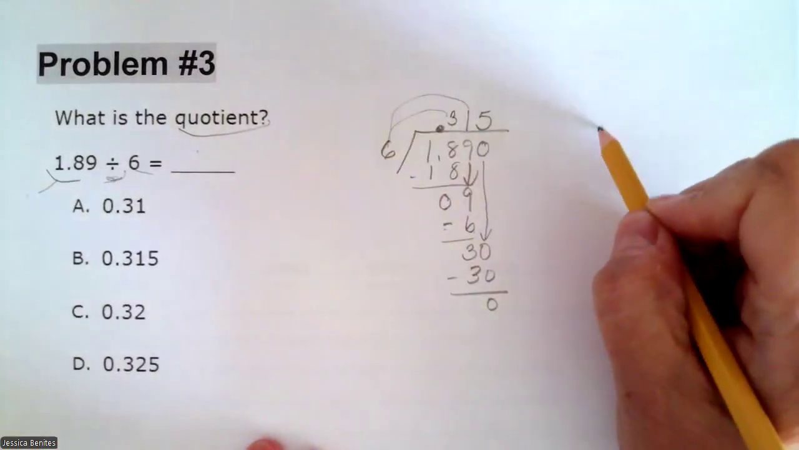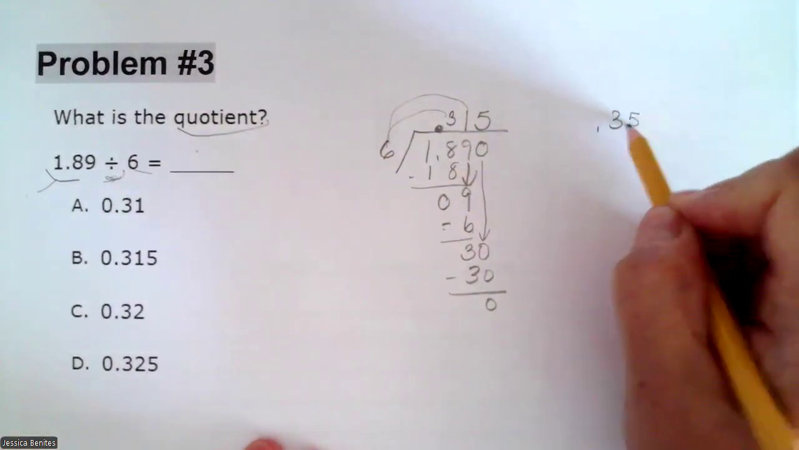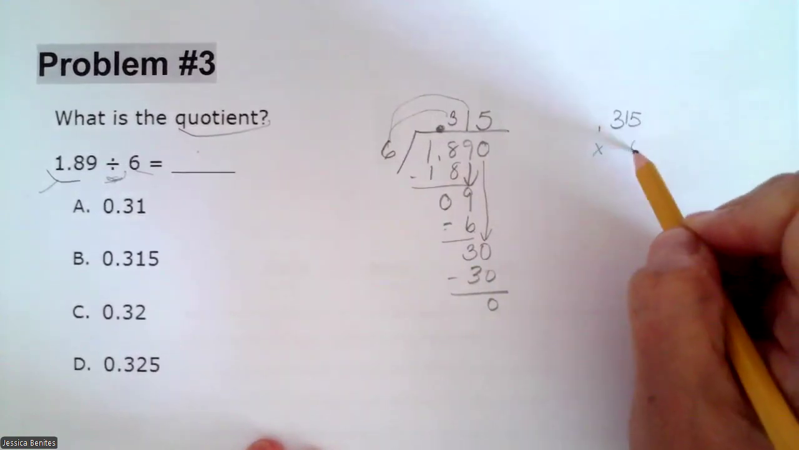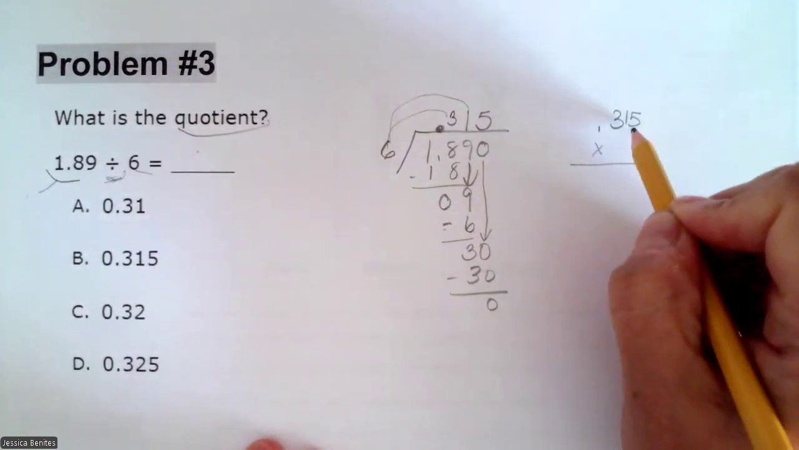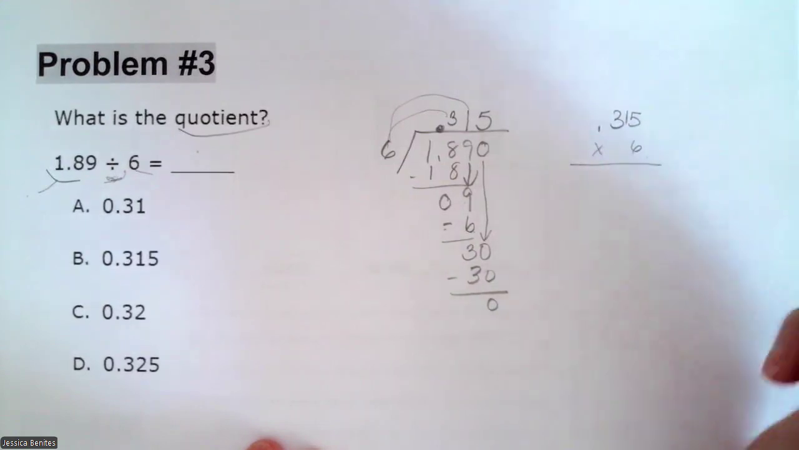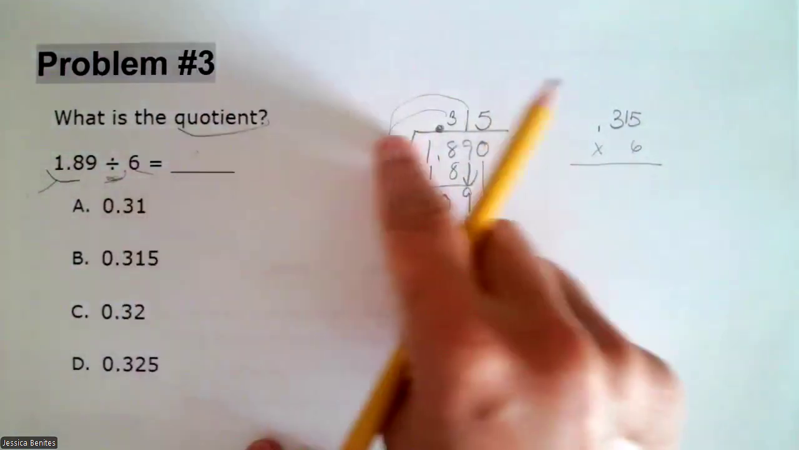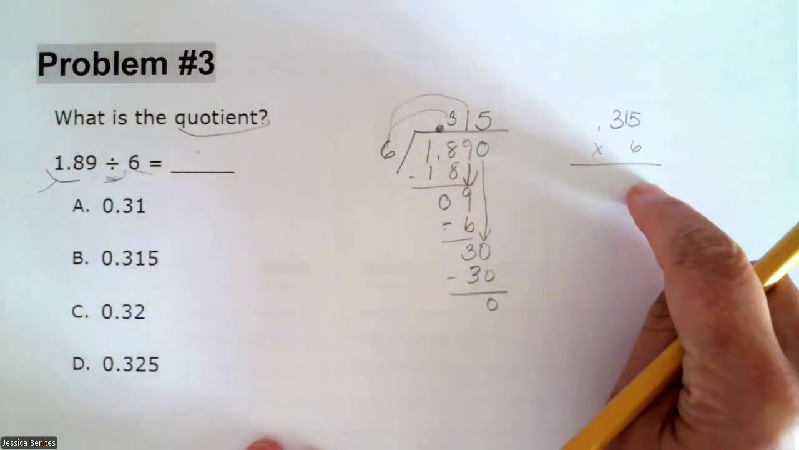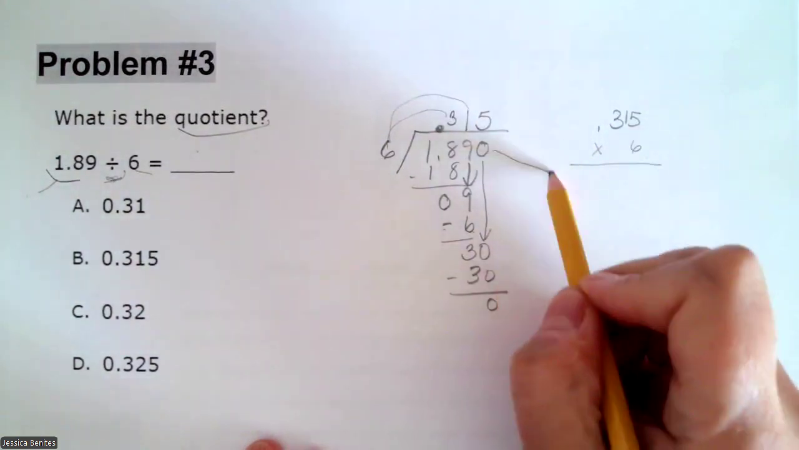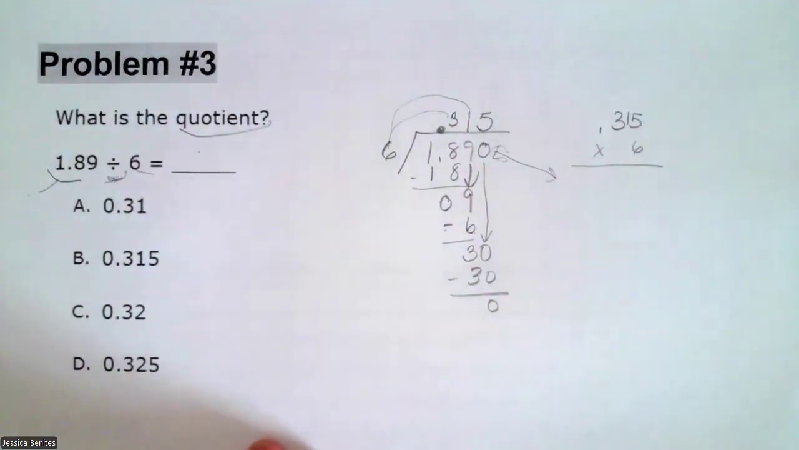If you wanted to check it, you could reverse it and do 315 thousandths times 6 and see if the dividend matches the product, or the answer. And if they do, you've got the right answer, but I think we do. I think we're good on this one.